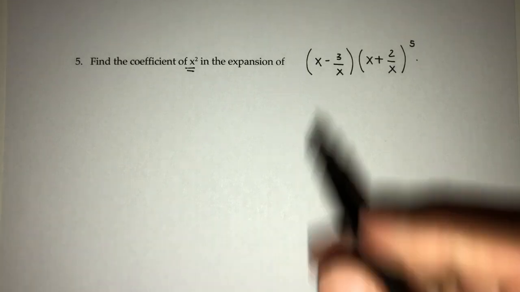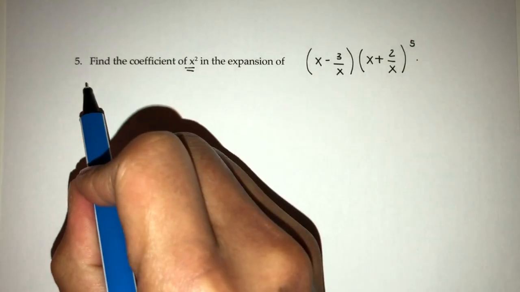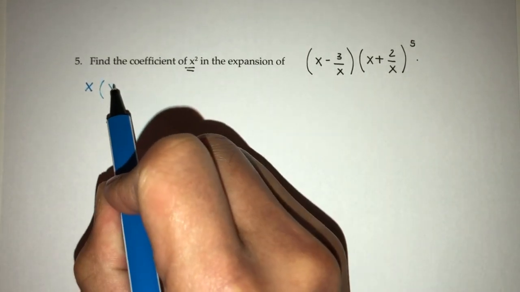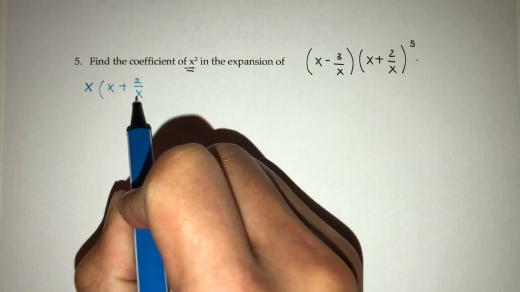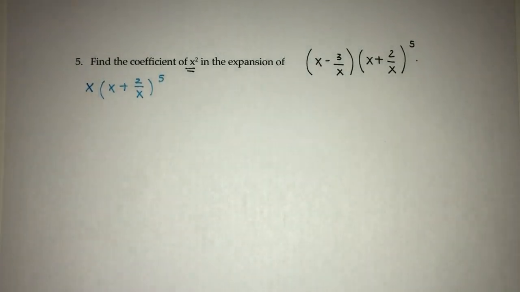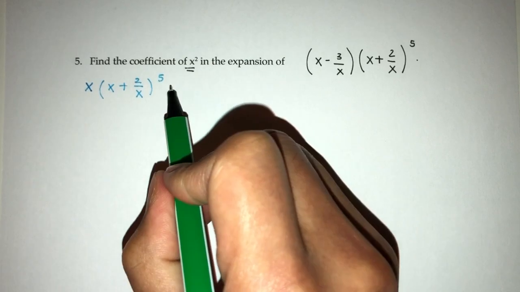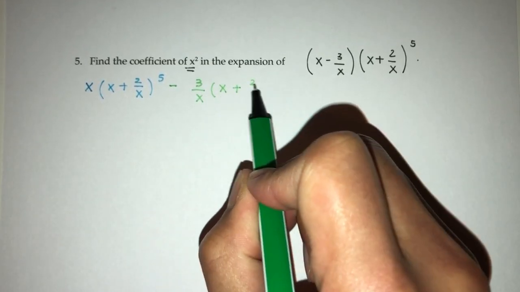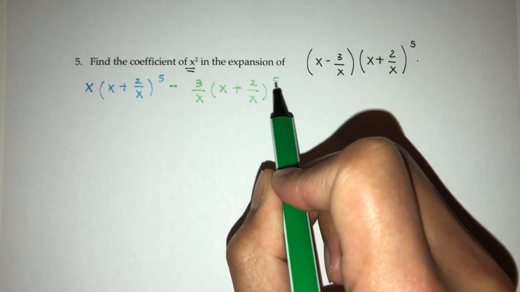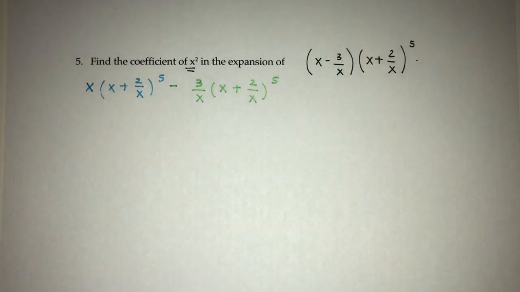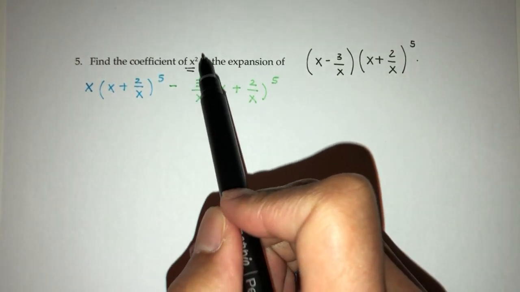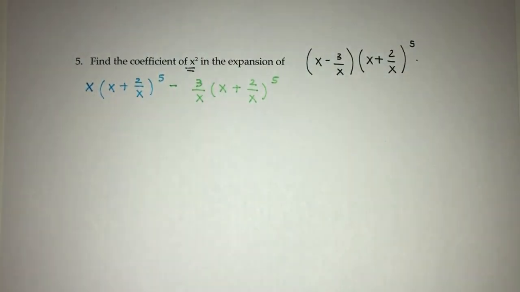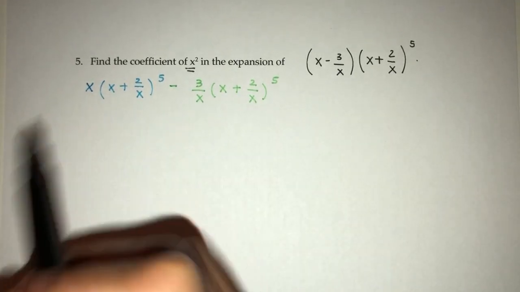So if you expand this, you will have x times (x plus 2 over x) to the power 5 cubed, right? And then we have 3 minus 3 over x times (x plus 2 over x) to the power 5. Now we only care about the coefficient of x squared, so we only care about the term in x squared. So how can you expand this one? So we have something in x squared.